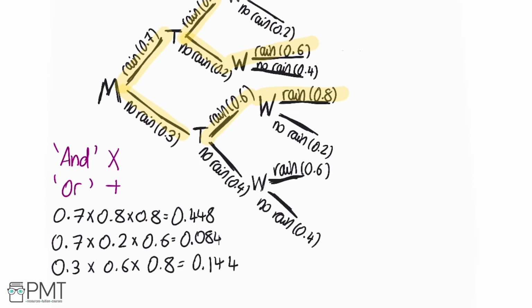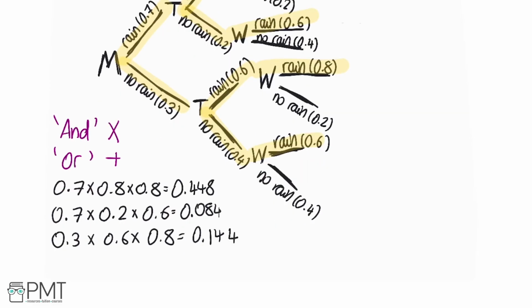0.144. And last but not least, we could say that it didn't rain on Monday and it didn't rain on Tuesday either, and then it rained on Wednesday. So 0.3 multiplied by 0.4 multiplied by 0.6, giving 0.072. So now we've done all the paths we can go through the tree to meet the condition of it raining on Wednesday. So for it to rain on Wednesday, this could happen, or this could happen, or this could happen, or this could happen. I've said "or", so we're going to add together.